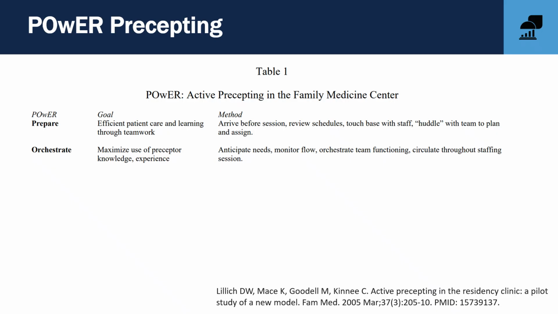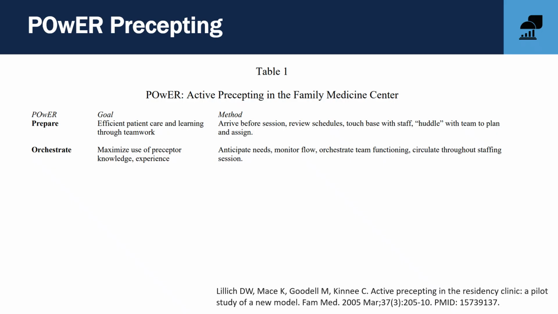The second part of POwER precepting is orchestration. So actually maximizing the use of your knowledge and experience, anticipating needs. And again, a piece of that is knowing where some of those landmine patient visits might be for residents, and monitoring flow. It's been a while since I've seen resident X. What's going on with them? Maybe I need to check in with their staff. Maybe I need to be knocking on a door and walking in the room. Making sure that, again, the team is functioning, the residents are interacting well with their staff members, and that the conversations that need to happen there are happening.